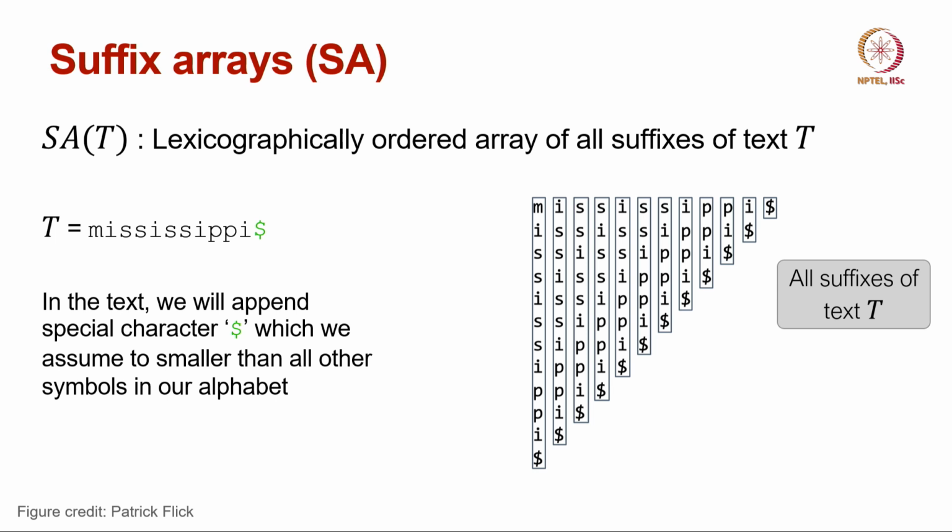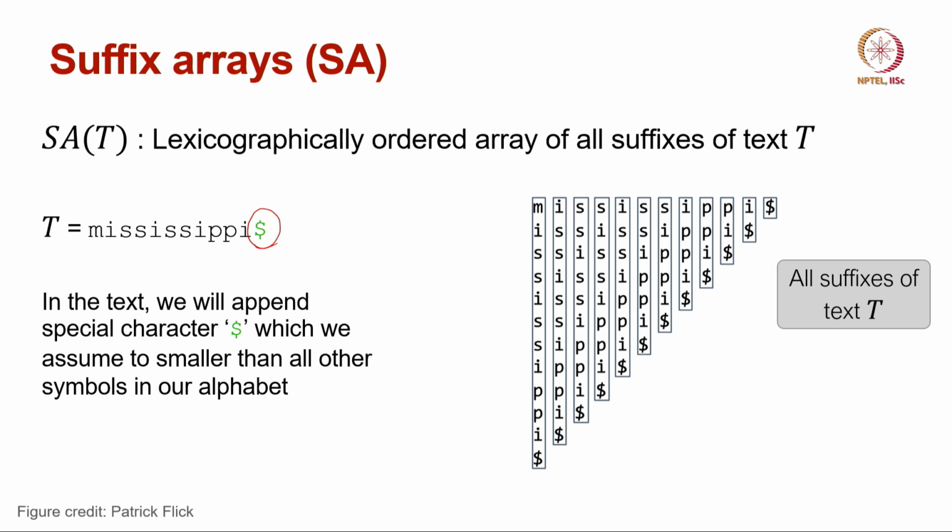Again, the definition of suffix array is very straightforward. By suffix array, all we mean is that it is a lexicographically ordered array of all the suffixes of text T. So for example, if my text T is Mississippi, I am going to also make an assumption that my text ends with a dollar character.